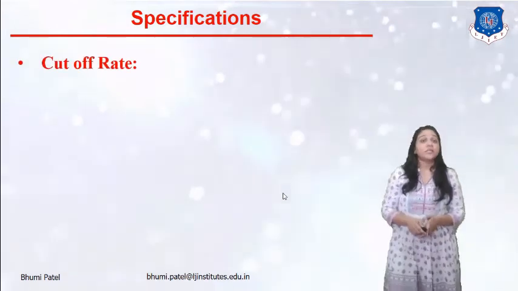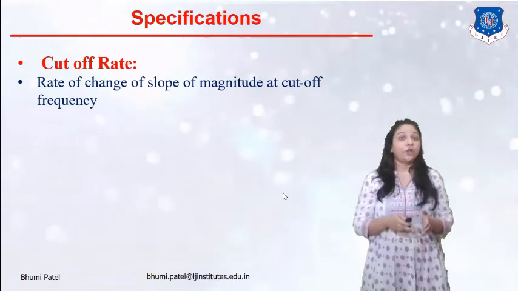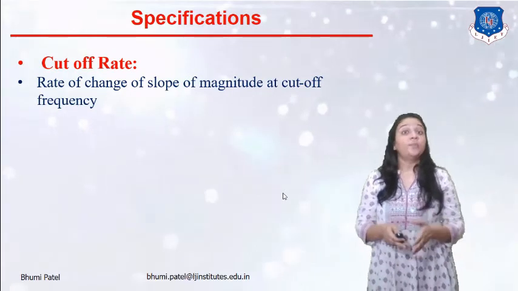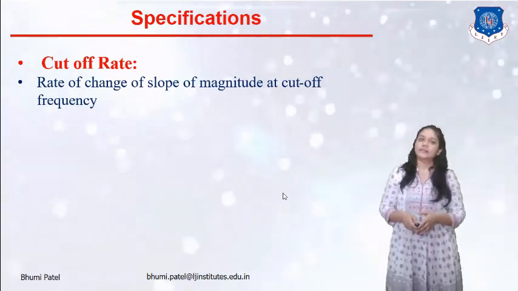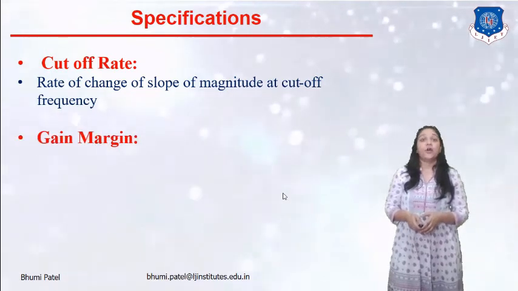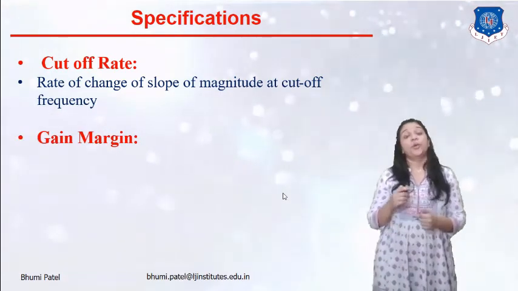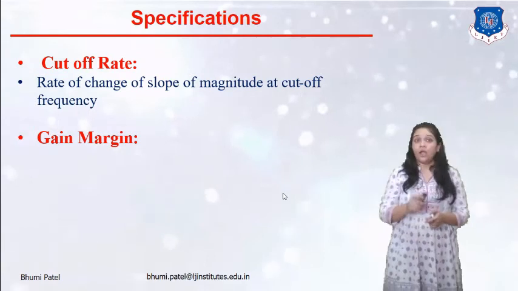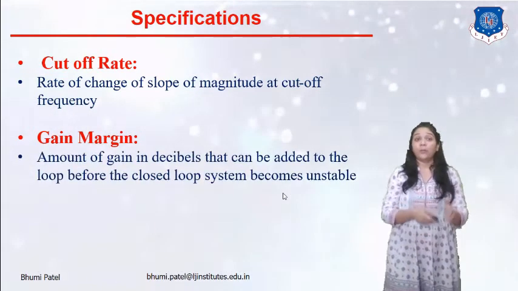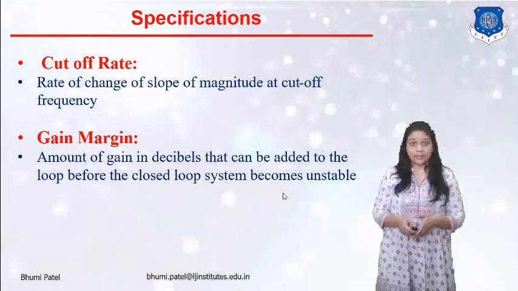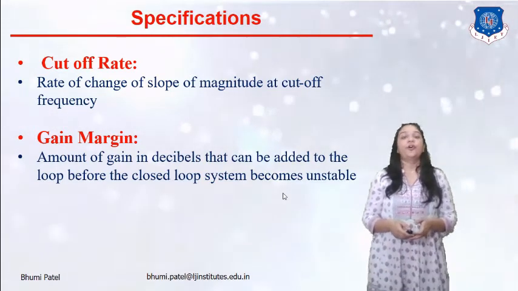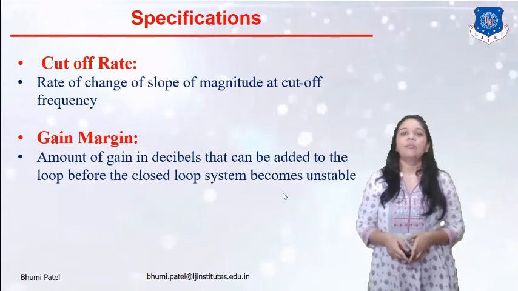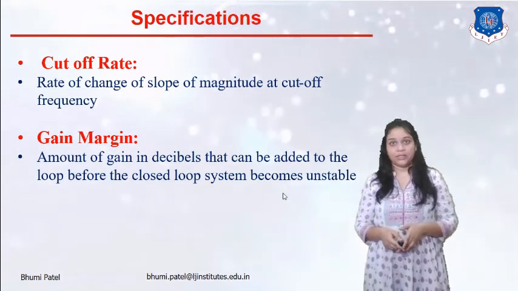Now, what is the cutoff rate? It is the rate of change of the slope of the magnitude at the cutoff frequency. Clear? Now, what is the gain margin? It is the most important part of this Bode plot. It is the amount of gain in decibels that can be added to the loop before the closed loop system becomes unstable.